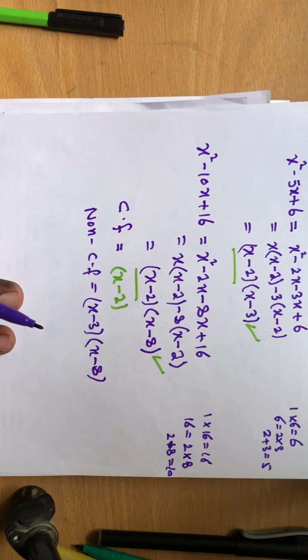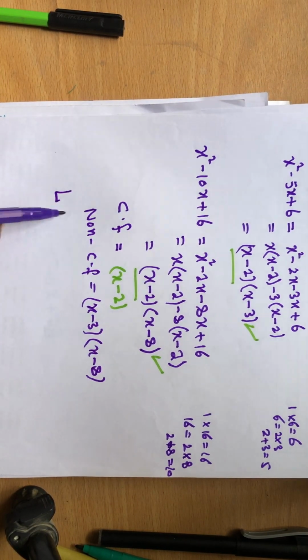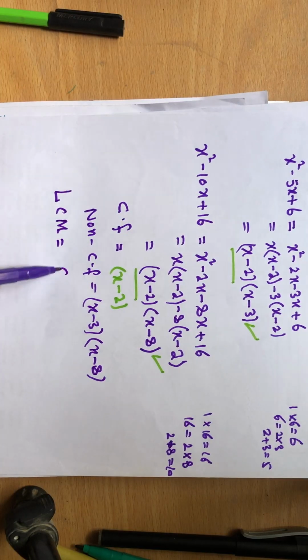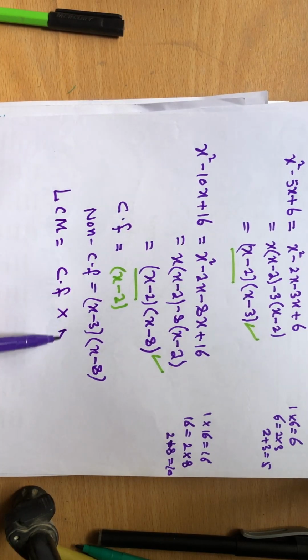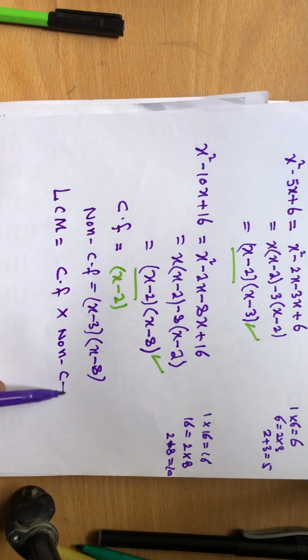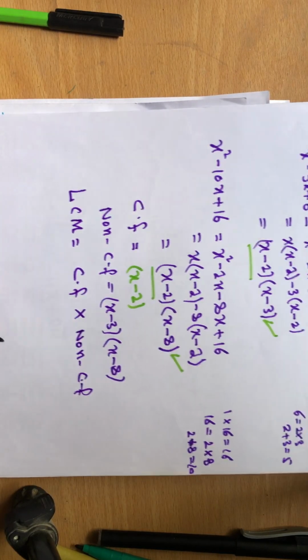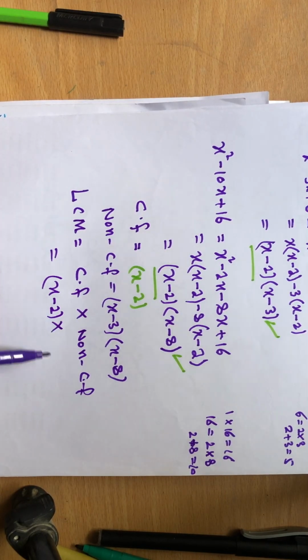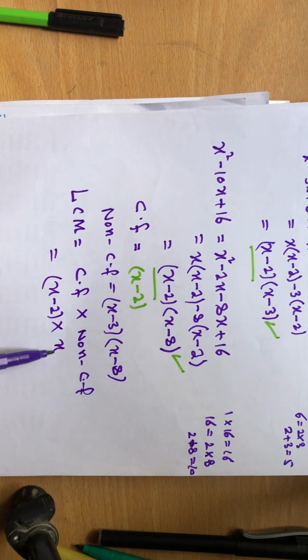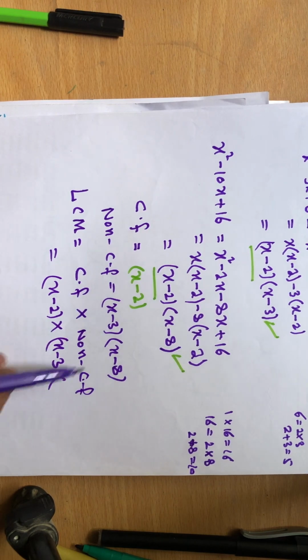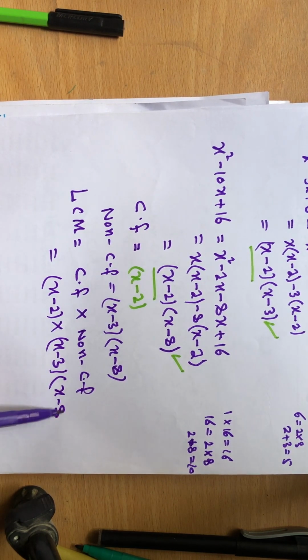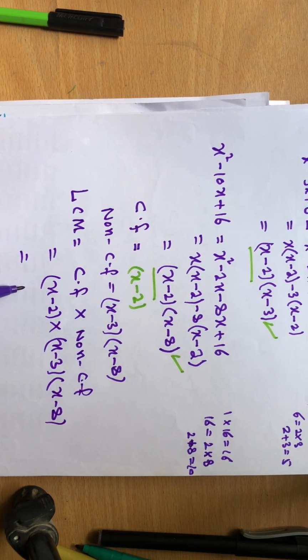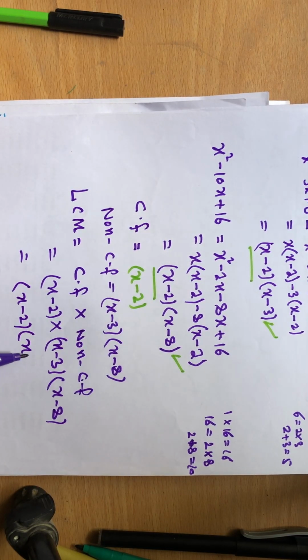Our last work is, we know the formula of LCM or least common multiple, that is common factor multiplied by non-common factor. In place of common factor we will write x minus 2. In place of non-common factors we will write those, x minus 3 and x minus 8. In the last we will be writing all these factors together. Just this is our LCM: x minus 2, x minus 3 and x minus 8.